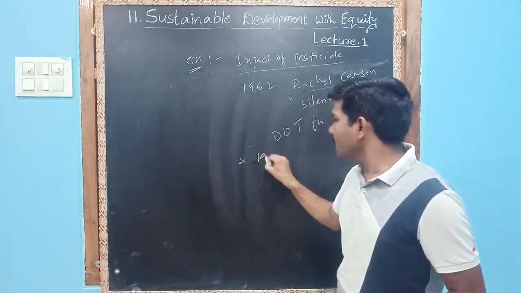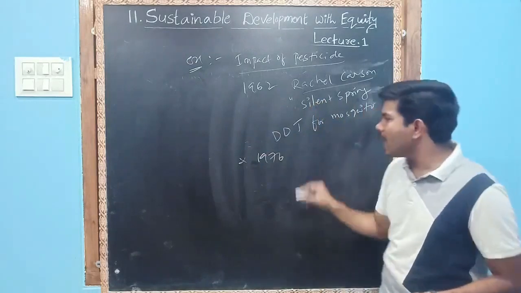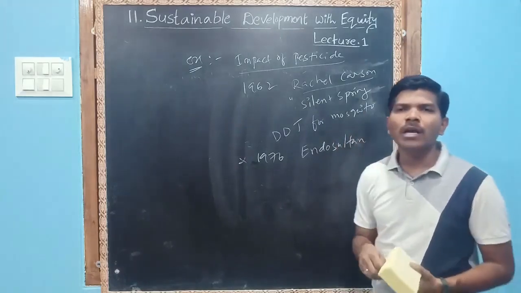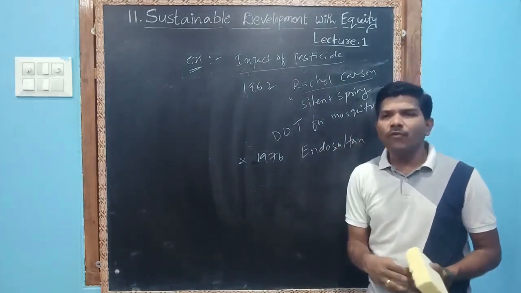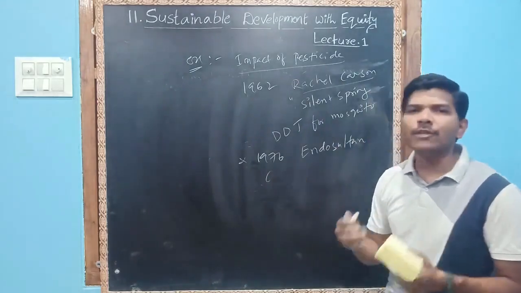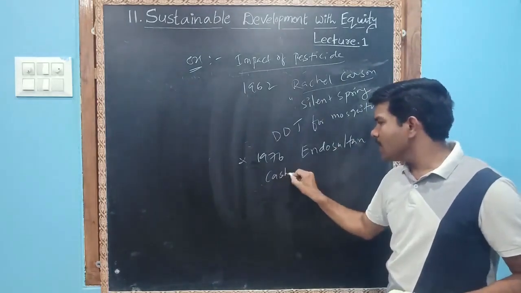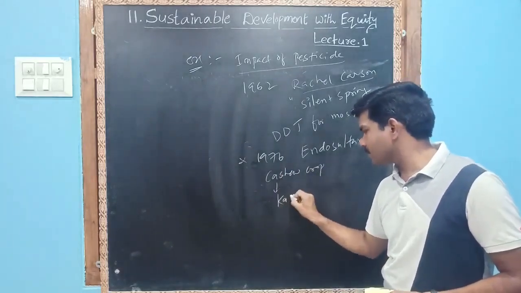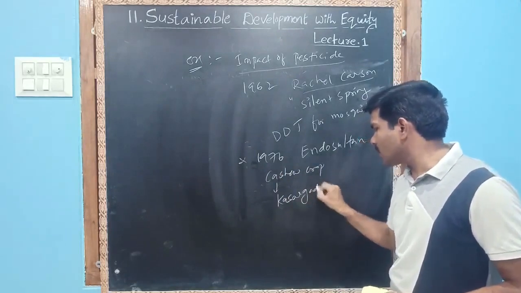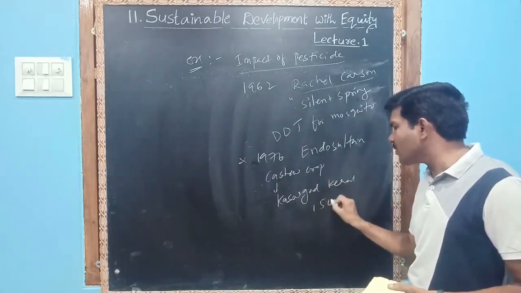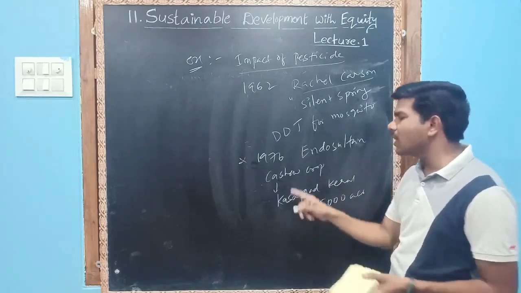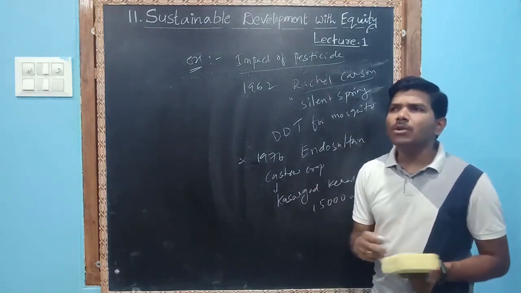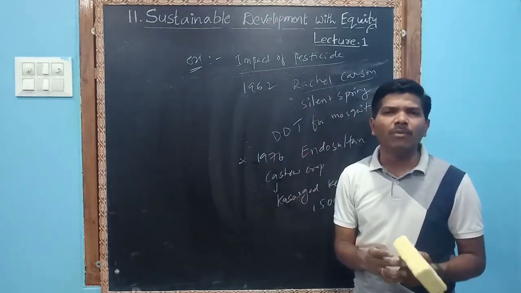Another example, in 1976, endosulfan. Endosulfan is a chemical pesticide. It was used for the cashew crop in Kasaragod, Kerala. It was used on 15,000 acres of the cashew crop in Kasaragod. But due to this, a lot of changes took place in the environment.